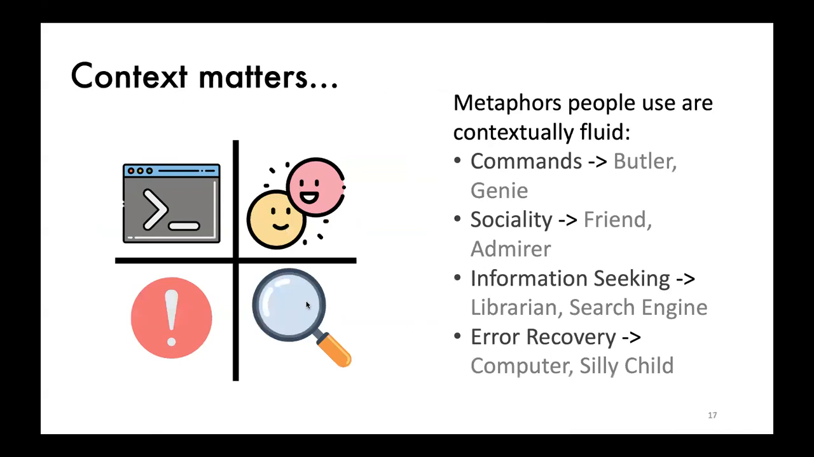And most importantly, context matters a lot when people use metaphors. And people use metaphors based on the context of the conversation. For example, when they were giving a command like turn the lights off, they would use metaphors like butlers, genie, etc. When they were trying to have a social conversation with the voice user interface, like Alexa, tell me a joke, or play a game with me, they would use metaphors like a friend or an admirer. When they were trying to get some information from Alexa, they would use metaphors like librarian, search engine, etc. And when there was an error, where participants used all kinds of metaphors to make sense of the error, they would use very formal metaphors like I have to solve this error, like I'm talking to a computer, or they would go the opposite end and they would use a metaphor like a dog or a silly child.